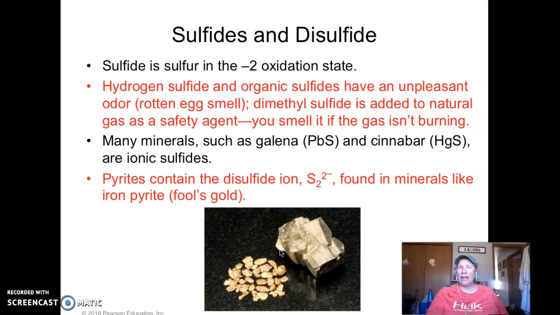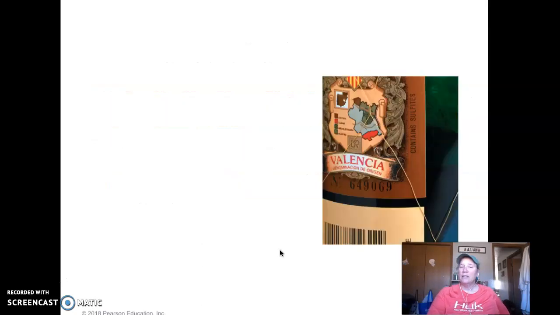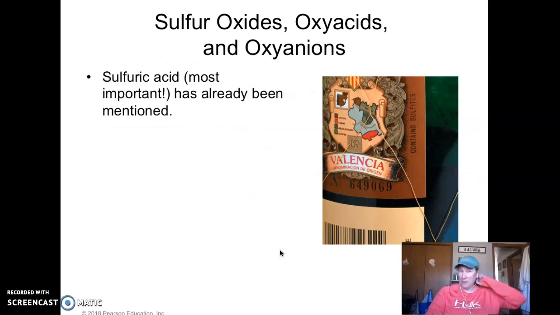Found in minerals like iron pyrite, again, which is fool's gold. A lot of people got it and said, oh, I found gold. And oh, no, you didn't. It's not worth a whole lot, but it looks like gold. It's real pretty. But those are sulfur compounds, okay?